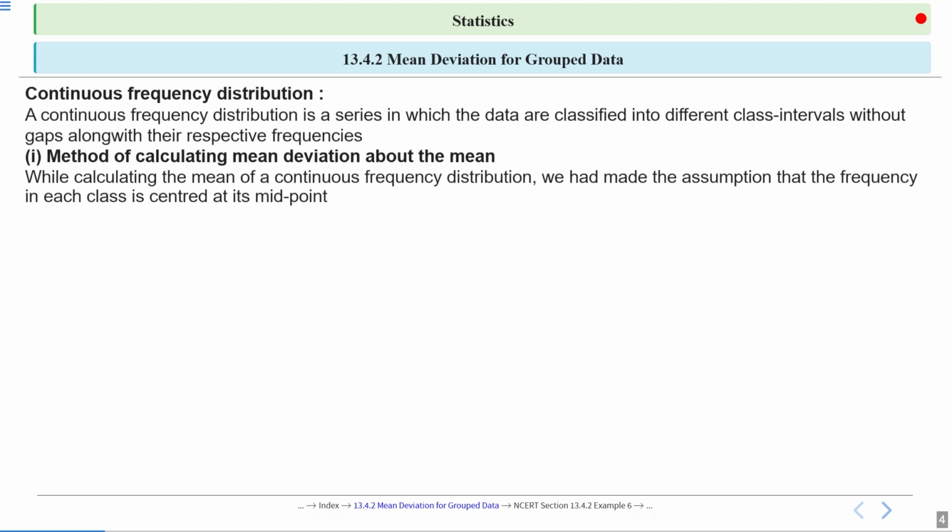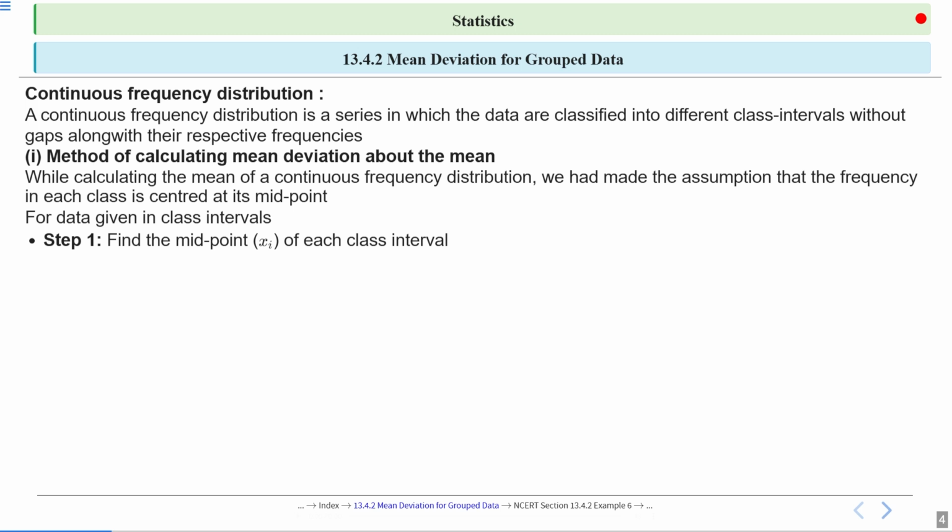When we calculate the mean for a continuous frequency distribution, we assume that all the data in a class interval are centered at the midpoint of that interval. This simplifies our calculations and it is a standard approach in statistics. So for data that is grouped into class intervals, we follow a specific process to find the mean deviation. Let's go through the steps one by one so you can see how it's done.